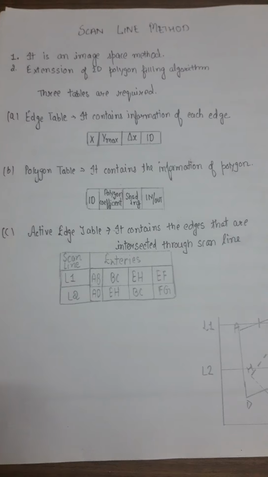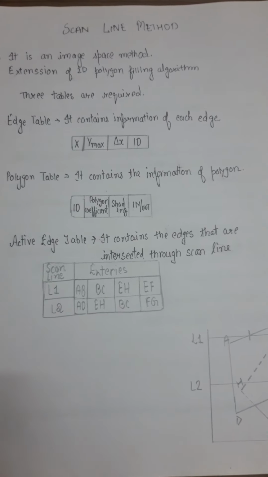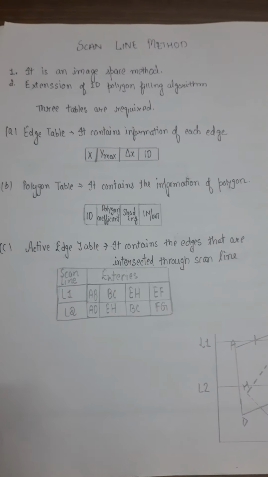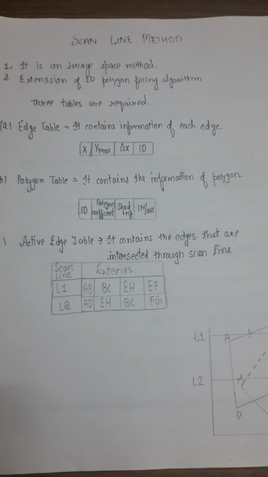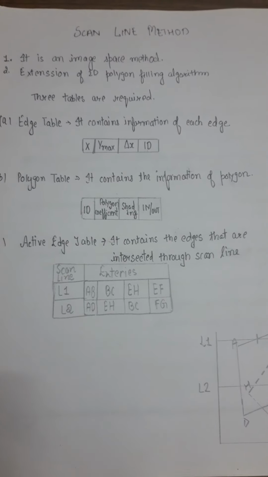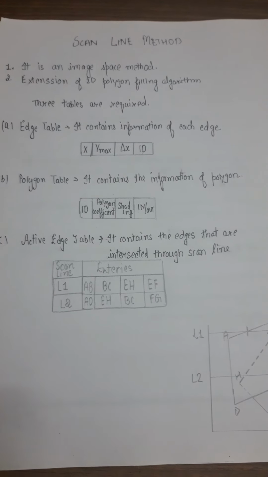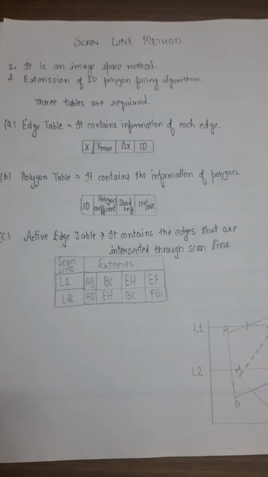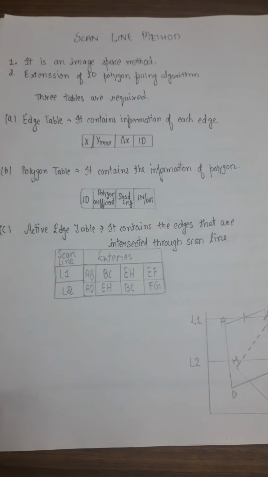Next is the polygon table. It contains the information of the polygon. First is id. If the system defines an id for polygons, then we will write the id for that polygon here. Polygon coefficients: if there are some coefficients defining the polygon, we will write them here. Next is shading, whether shading is required or not. If it is required, then we will write its description here. In or out means whether we will consider that polygon: then it will be in, or otherwise it will be out, meaning 0, right? The third table is the active edge table. It contains the edges that are intersected by the scan line.